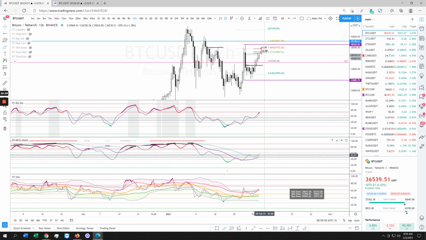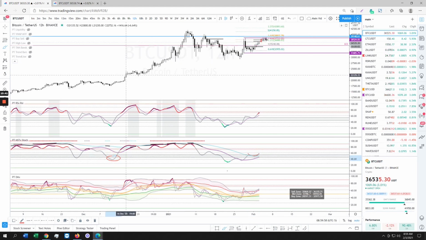Look where we cupped. We cupped over here. Right? We went straight up. We cupped over here. Right? We went straight up. And now we're cupping here, and we're going straight up. Don't be so quick to fade this from a swing perspective. Scalp, I'm with you. Swing, be careful, guys. Be very careful. Alright. There goes the oscillators.